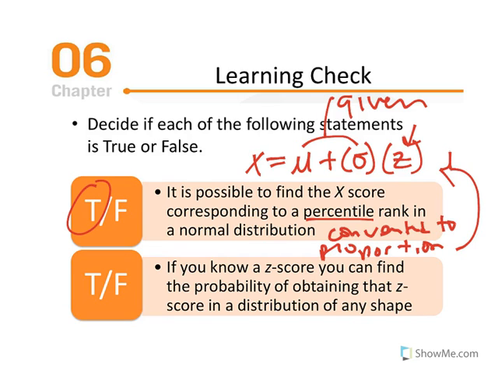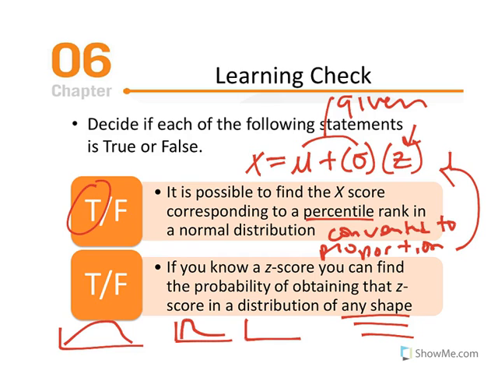If you know a z-score, you can find the probability of obtaining that z-score in a distribution of any shape. What was the requirement of using the unit normal table? The requirement is that it is normally distributed, so normal distribution. So again, normal looks like this. So we couldn't apply these procedures to skewed distributions. That would be improper. So this is false. The shape required is a normal distribution.